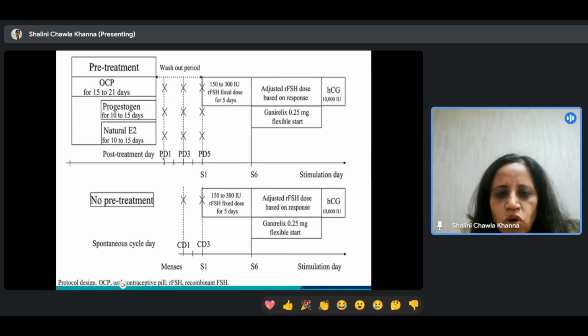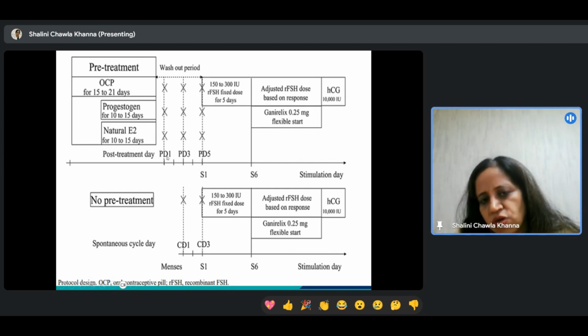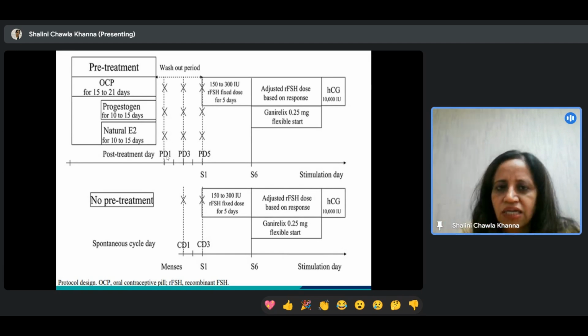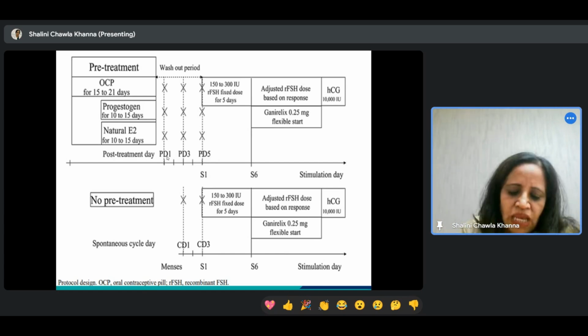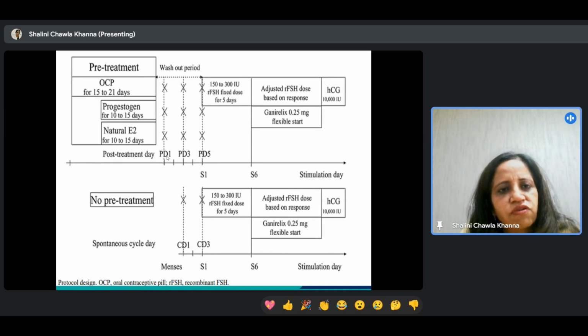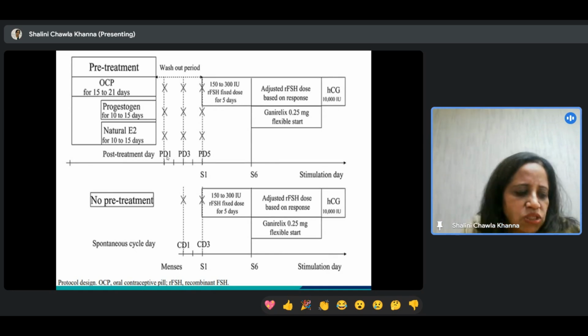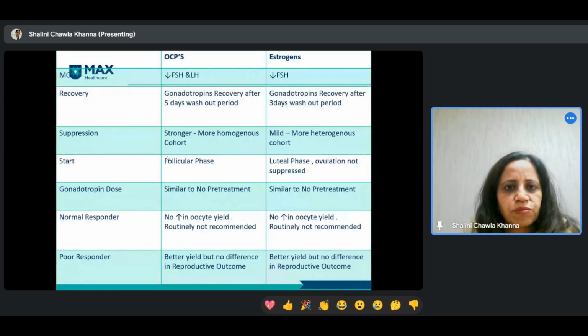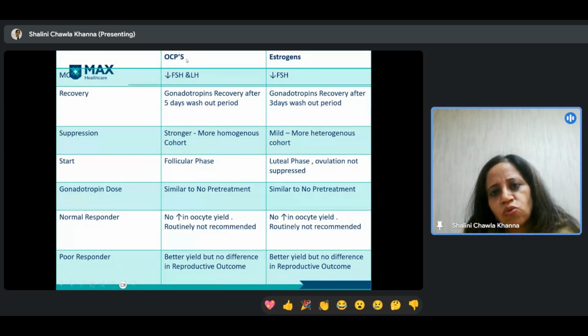So if there is a washout period of 5 days, then they say that the results are better, because with the washout period for these OC pills, which reduce the FSH and suppress the pituitary or the hypothalamus, there is no rise in the FSH and the LH. The washout period is 5 days. So a word of caution is, when you give OCs, preferably start the gonadotrophins after 5 days of the last pill.